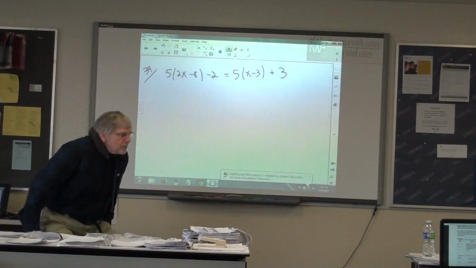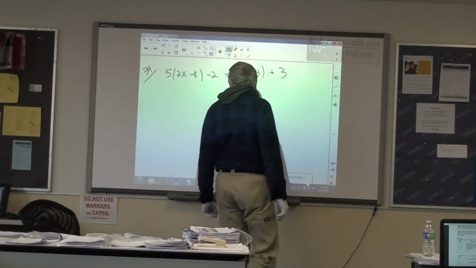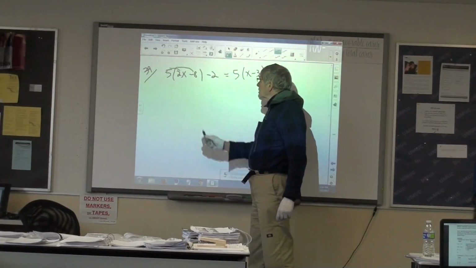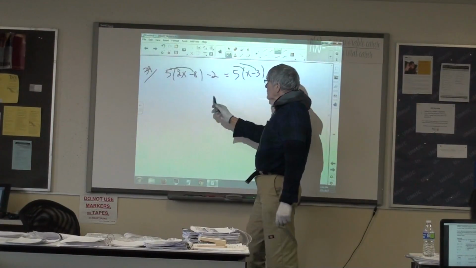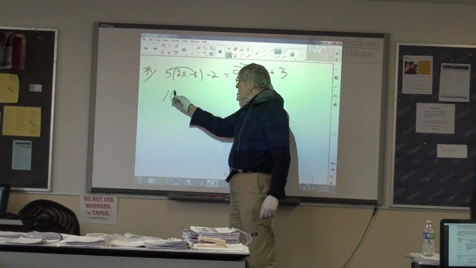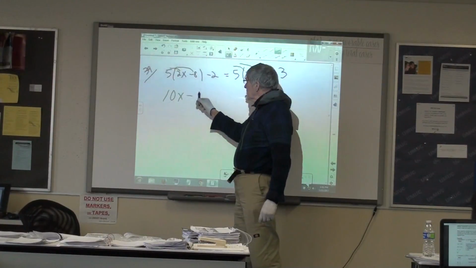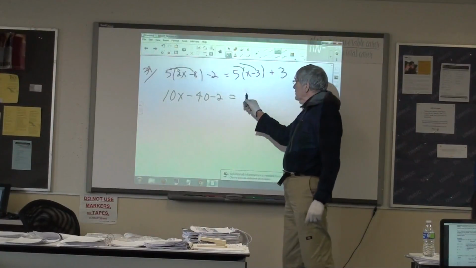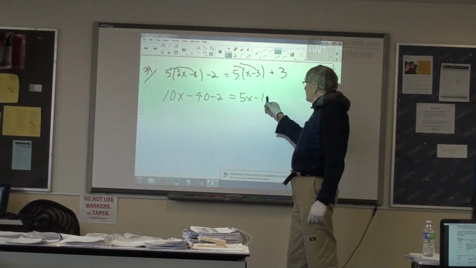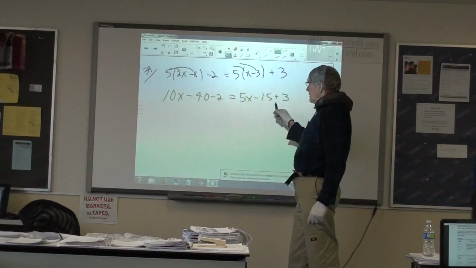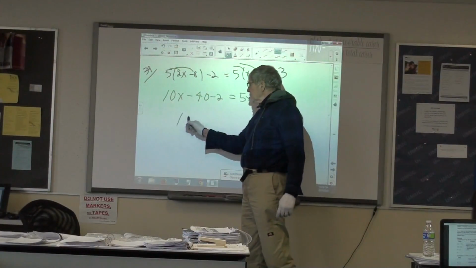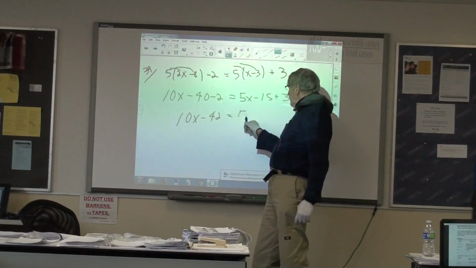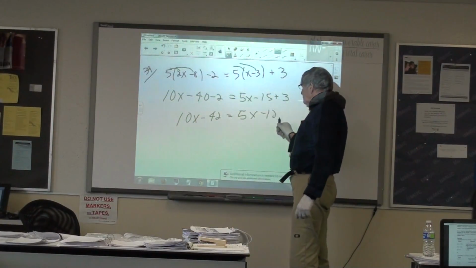Well, we best work through this one. I'll do some steps. First, we have to do these distributions. So 5 times 2x is 10x. 5 times minus 8 is minus 40. And we have the minus 2. Now let's distribute this 5. 5x minus 15 plus 3. Now we can collect some like terms. 10x minus 42 equals 5x minus 12.